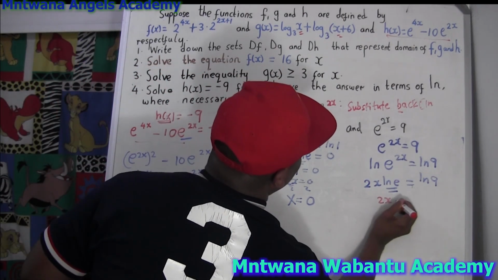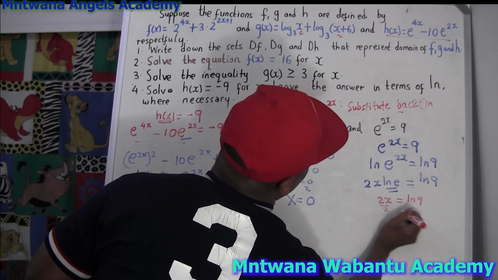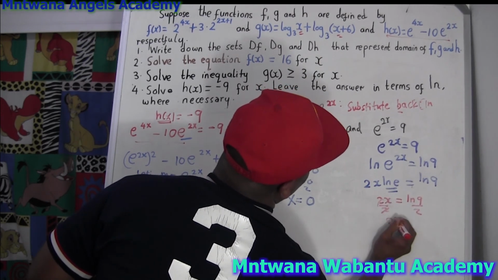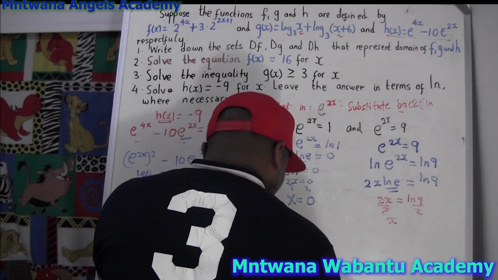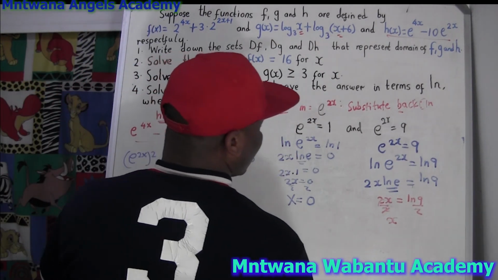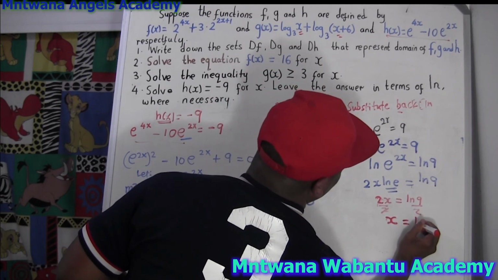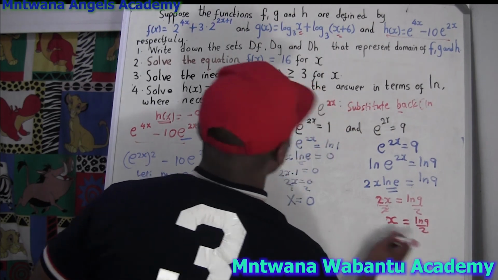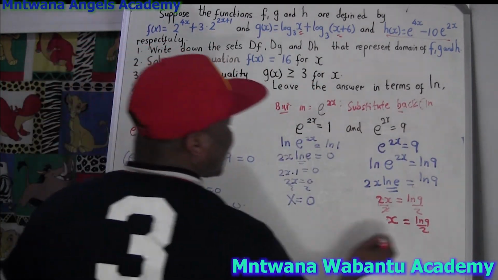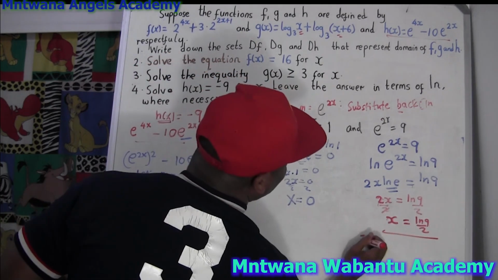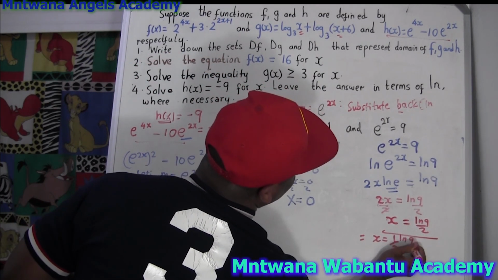So it's going to be 2x equal to ln of 9, over 2 and over 2. This and this go. So our x is equal to ln of 9 over 2. And did you say here in terms of ln? So this is the final answer. You can write it as x equal to 1 over 2 ln of 9.